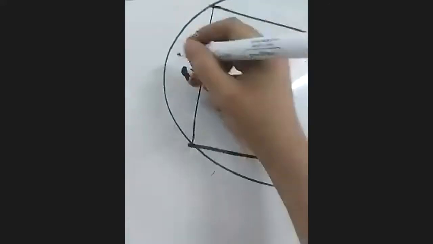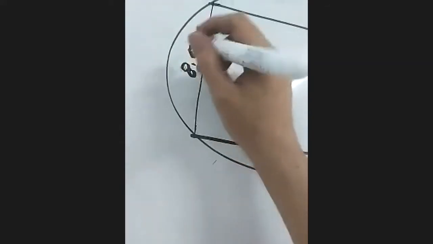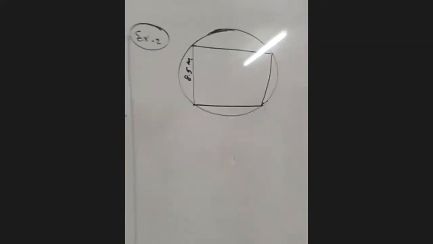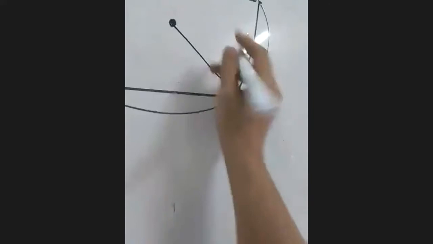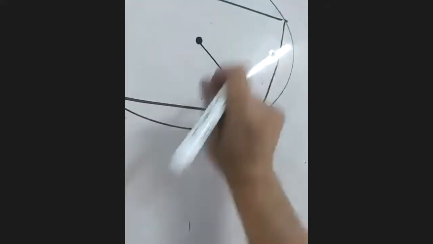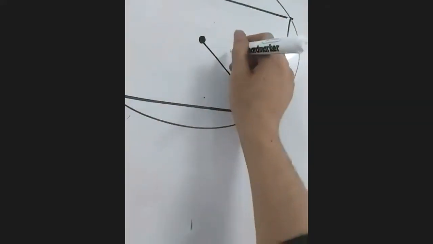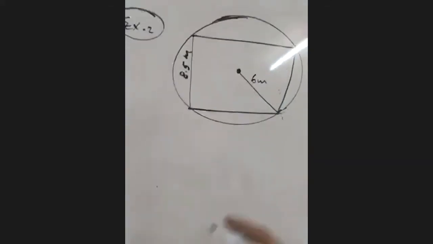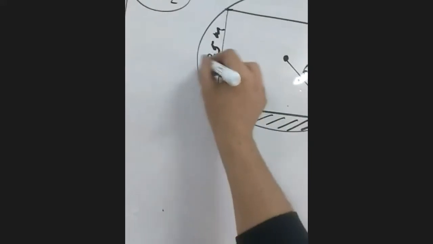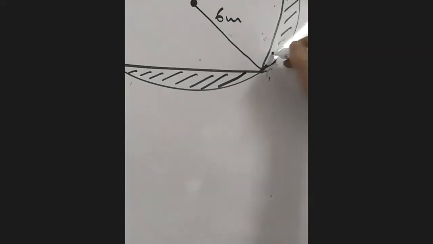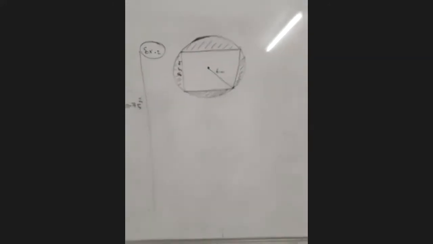8.5 meters. Okay, yes. So this part, 8.5 meters, right? And they wrote for us also this one here, something like this, and they wrote here 6 meters. The question wants the shaded area, the area between the circle and the square inside it, right? Yes.